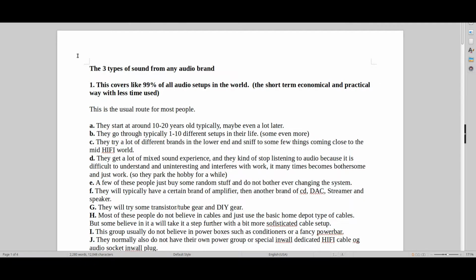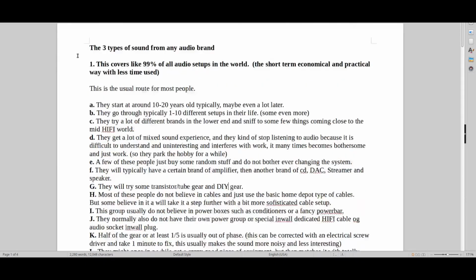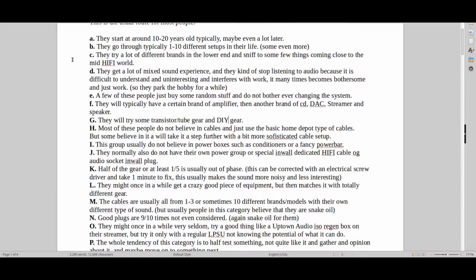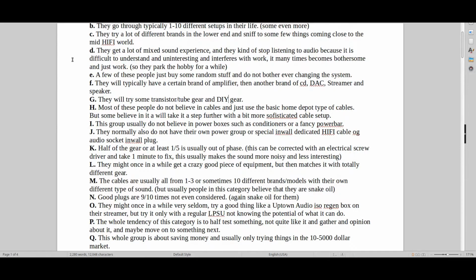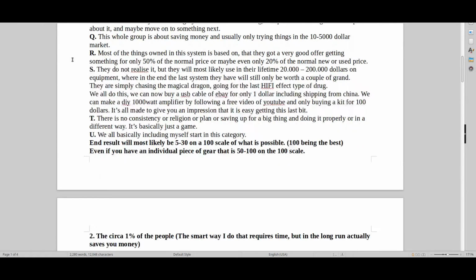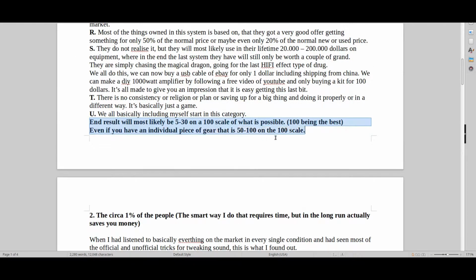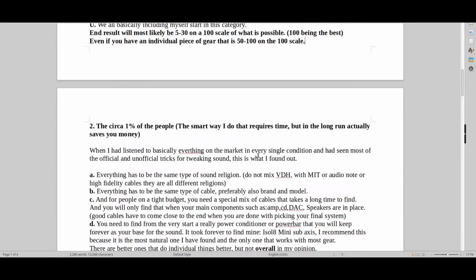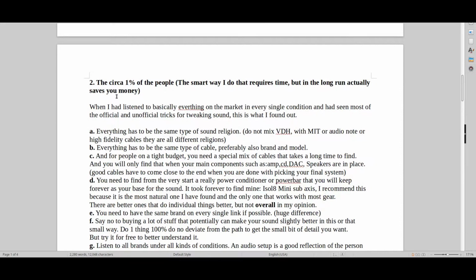So here we are. This is the first one, which covers 99% of all audio setups in the world. And like I've written here, it's only going to get you up to about a 5 to a 3 on a 100 scale of what's possible. This is the model that I discovered some years ago, model number 2, that about 1% of the people use in the world.